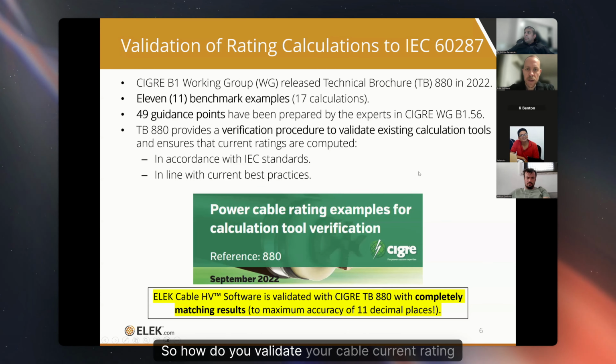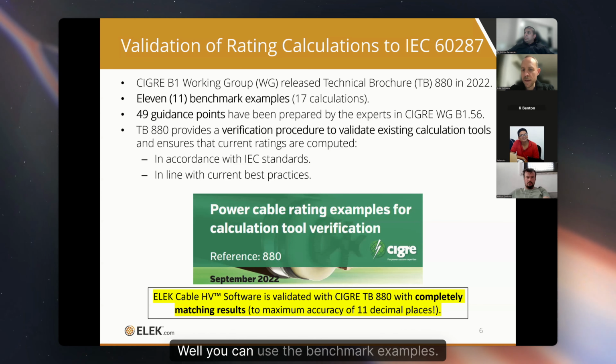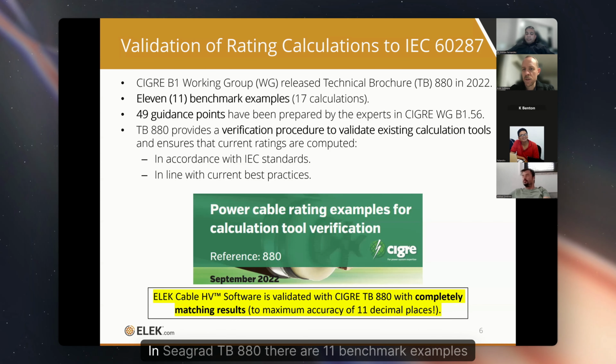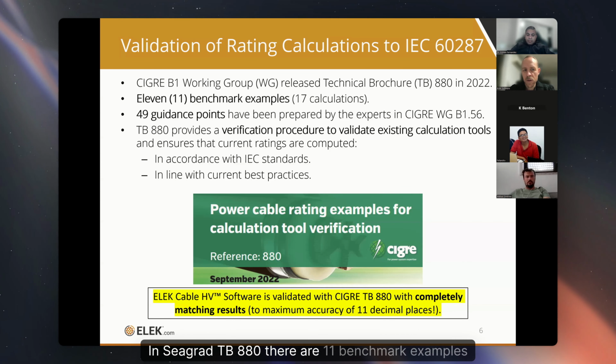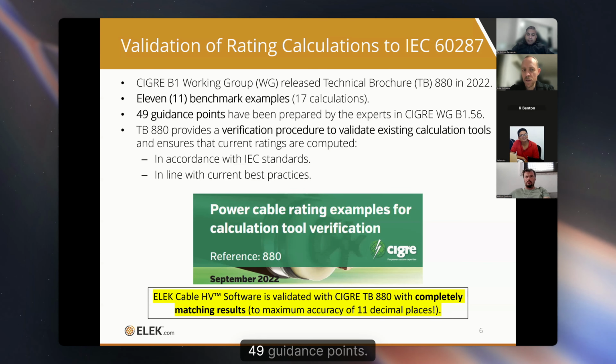So how do you validate your cable current rating calculations to IEC 60287? Well, you can use the benchmark examples in CIGRE TB 880. There are 11 benchmark examples or 17 calculations with 49 guidance points.